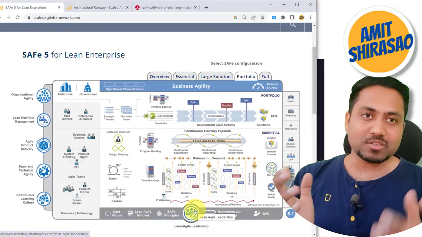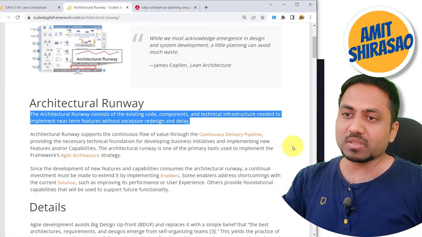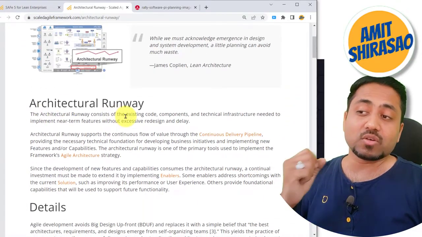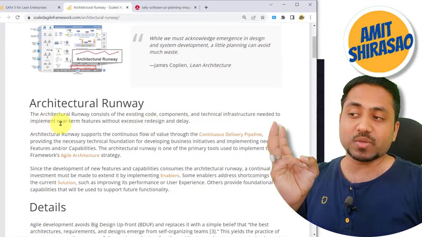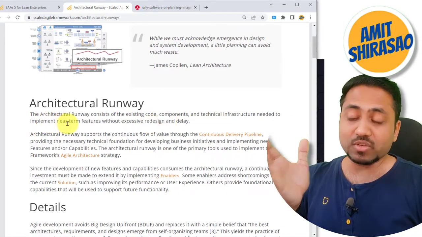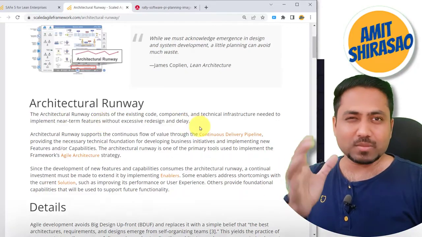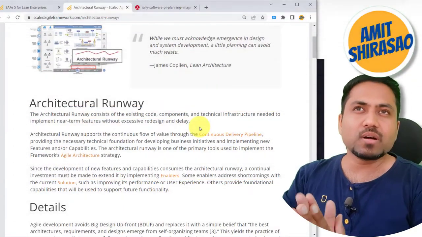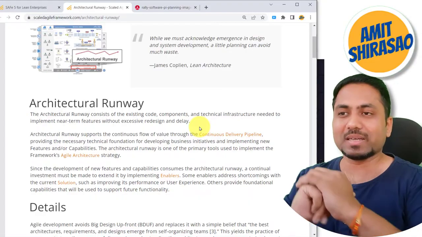So what is architectural runway? You can always click on this and this page will open, and the very first thing given on this page is: architectural runway consists of existing code, components and technical infrastructure needed for the implementation of near-term features without excessive redesign or delay. I'll just explain in short what architectural runway is. I think I explained it in one of the other videos as well, but I'm explaining it again.